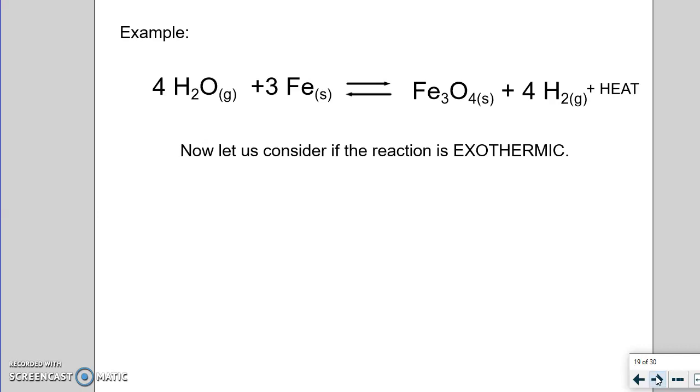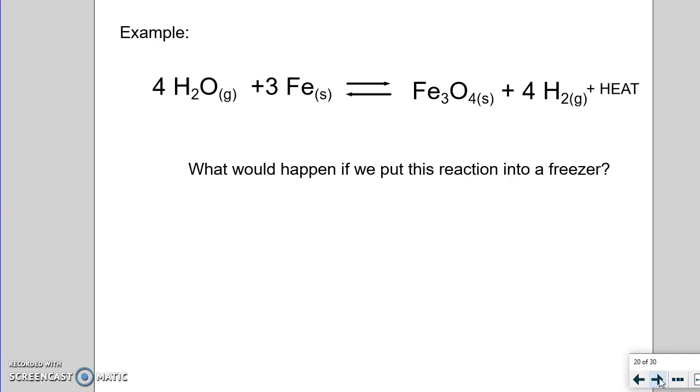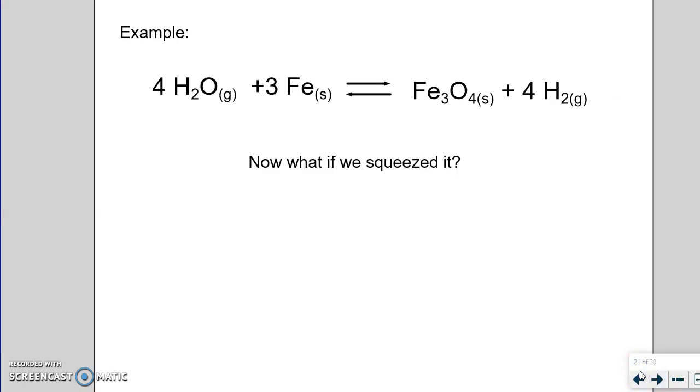So we can think of it this way. When heat is a product, we can treat it, for Le Chatelier's principle purposes, in similar ways to the way that we would treat reactants. So what would happen if we put this reaction into a freezer? That would tend to remove heat, right? Putting things in cold places makes them cooler, removes their heat.